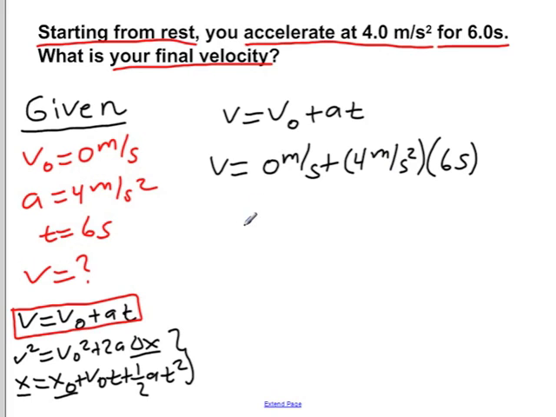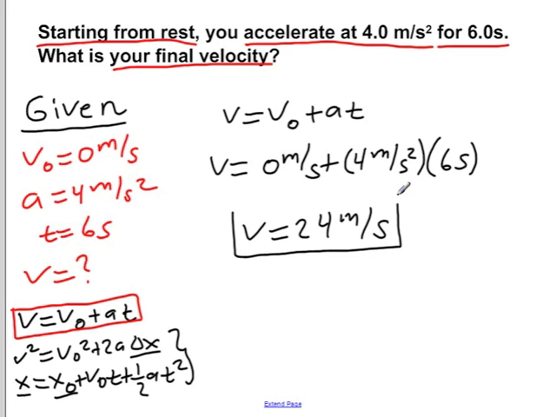If we carry out the multiplication and the addition, we would find that our final velocity is 24 meters per second.